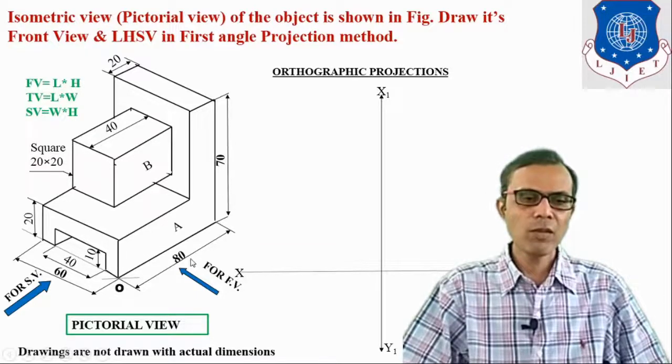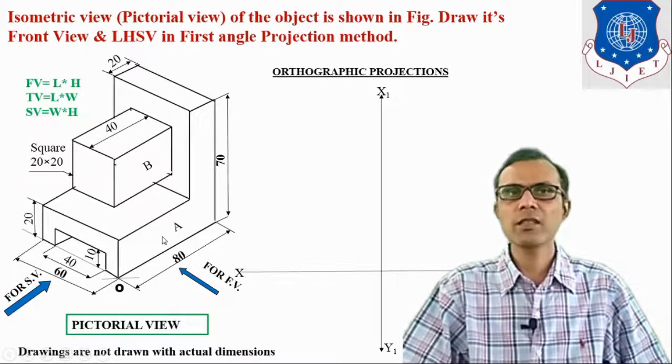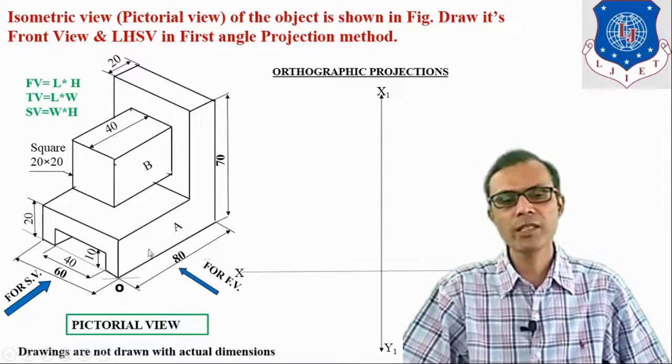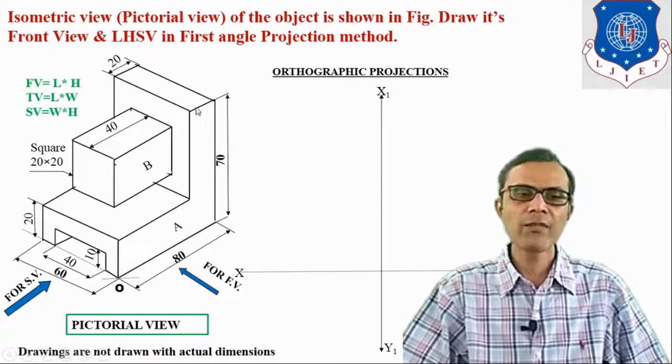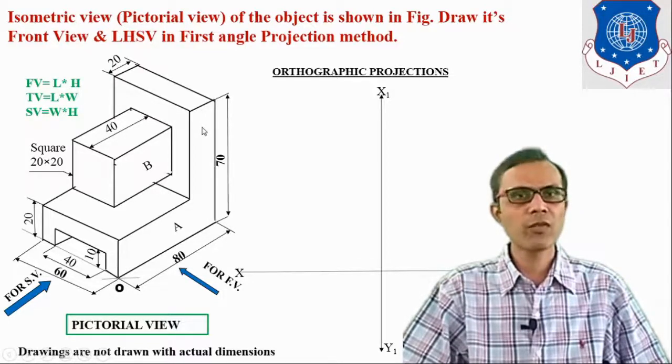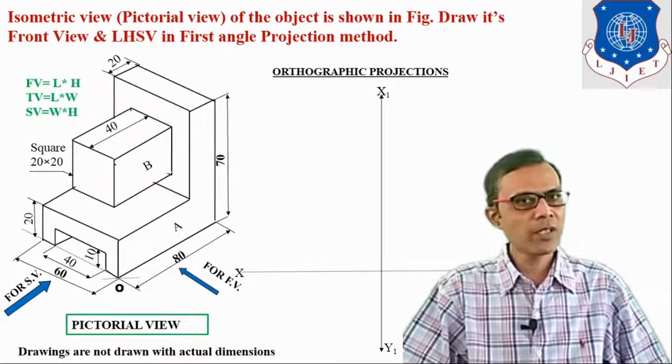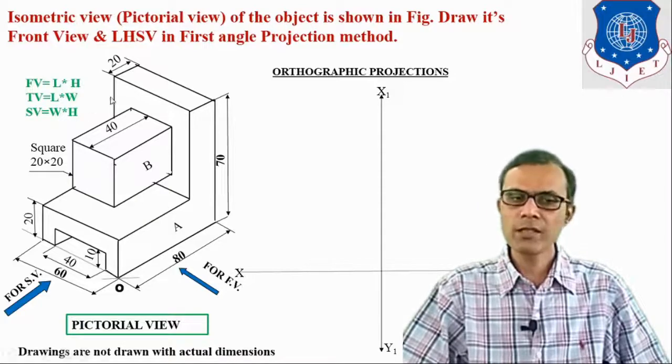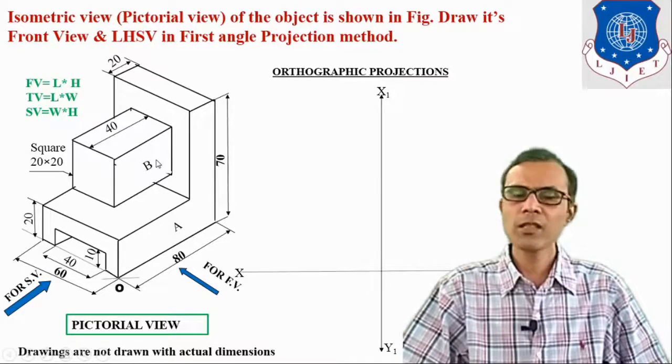Now, when we look at this object from this direction, as we are looking from the front view direction, this surface is clearly visible. That exact shape we can see from the front view direction. Another surface which is visible from the front view direction is this B surface. Exactly with this shape, we can see this surface, that is B surface.